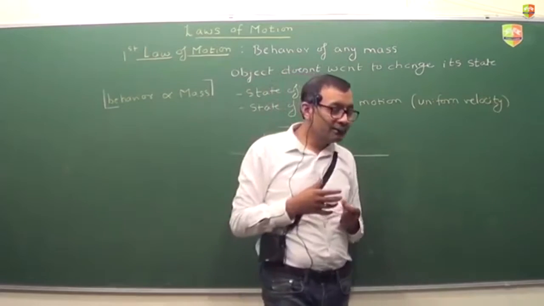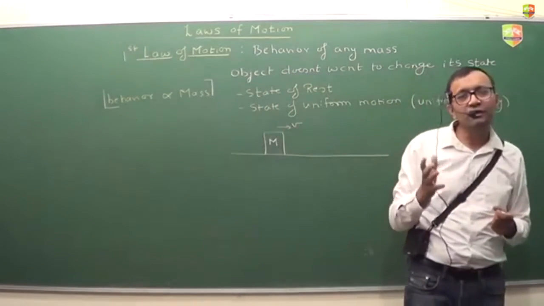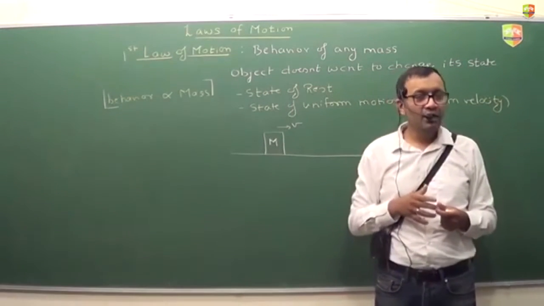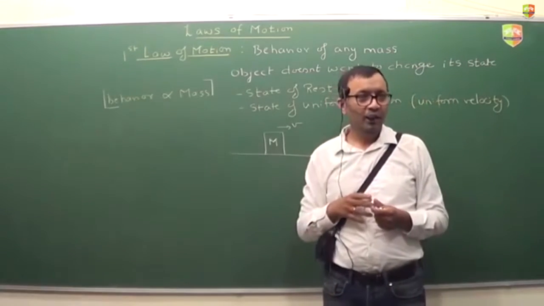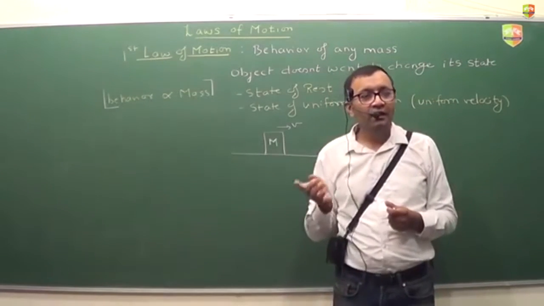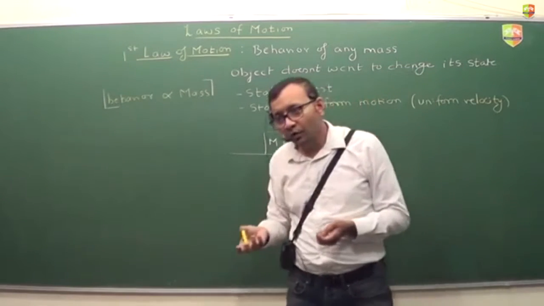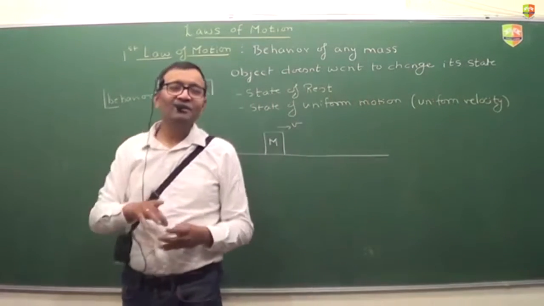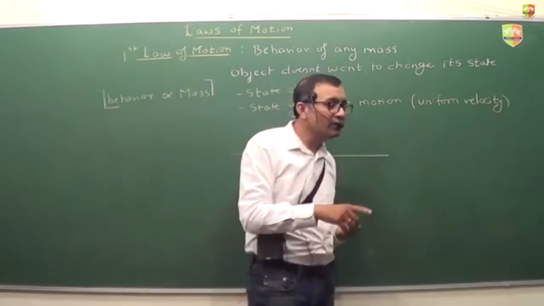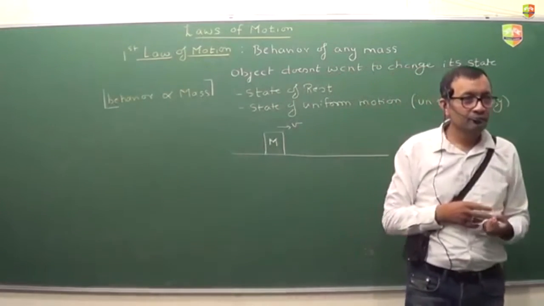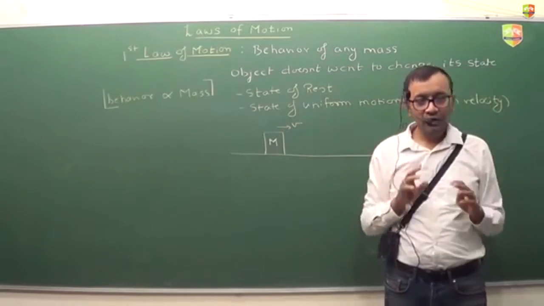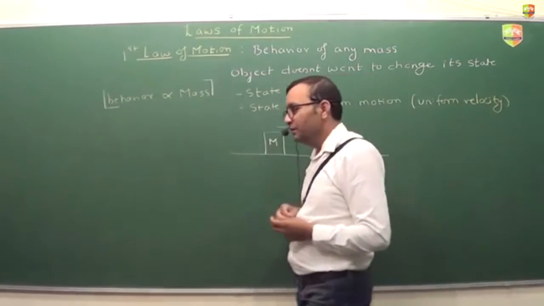Okay? And since this behavior is very common across the universe, we name this behavior. And the name of this behavior is inertia. Fine? So inertia is more for the heavier mass. But mass is not the inertia. Mass is a representation of the inertia. Getting it? Alright?